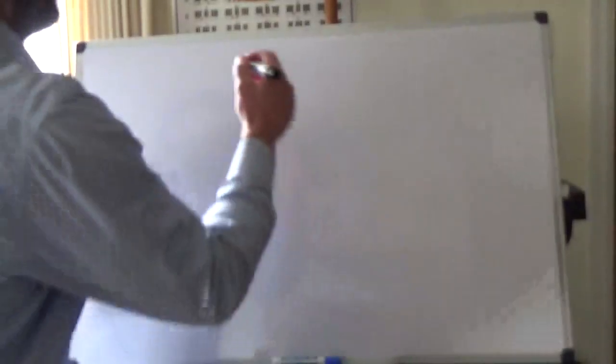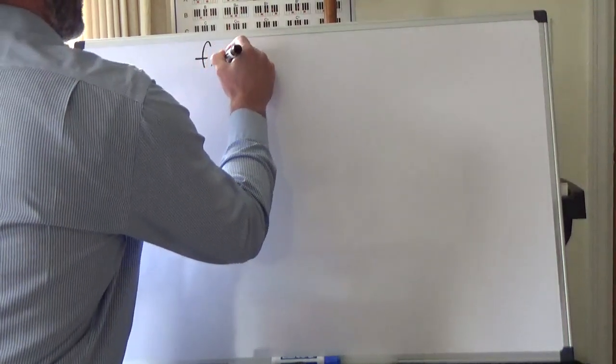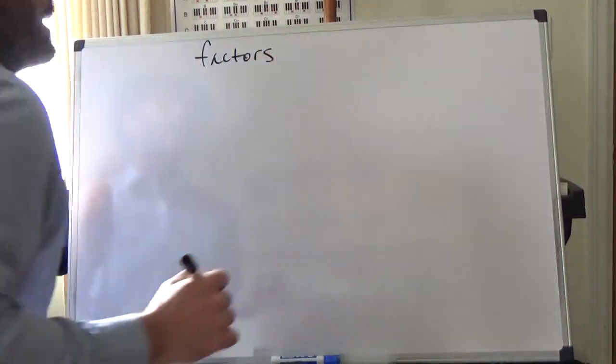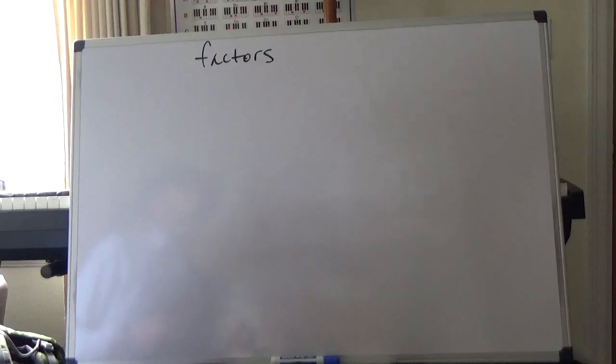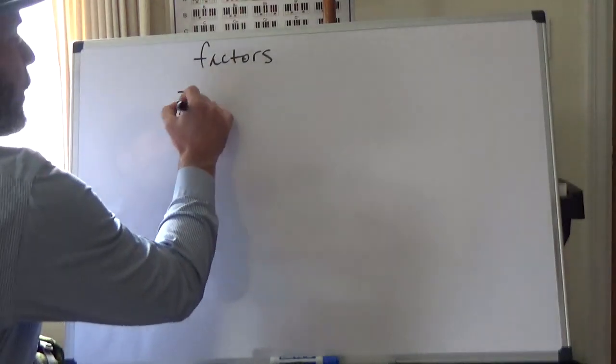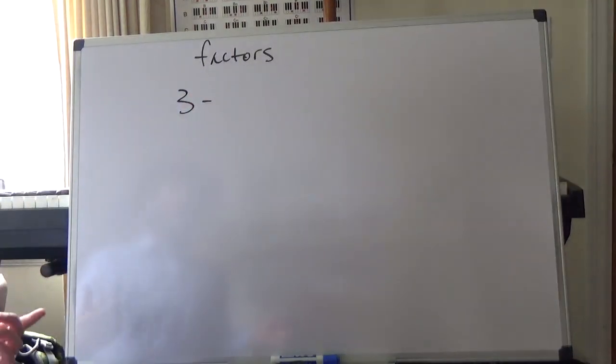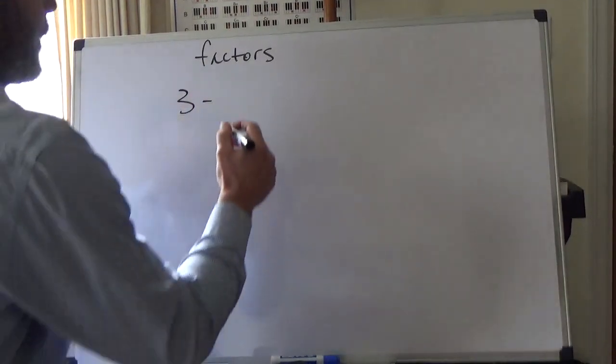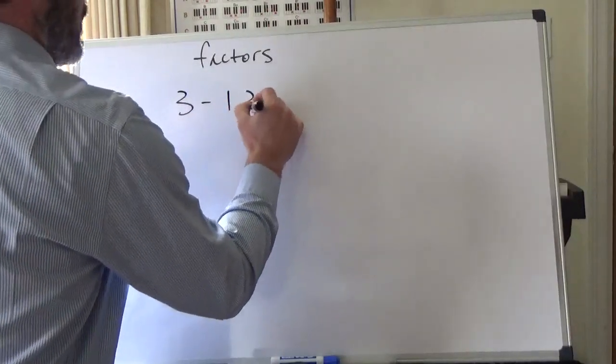Okay, today we're going to learn about factors, multiples, and we're going to do a couple review division problems. So, factors are any number that can be divided evenly into another number. So, if we think of the factors of, let's say, the number 3, what numbers can I divide evenly into the number 3? I can divide a 1 and a 3.